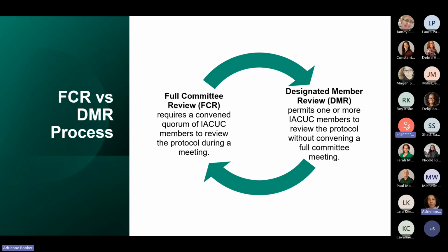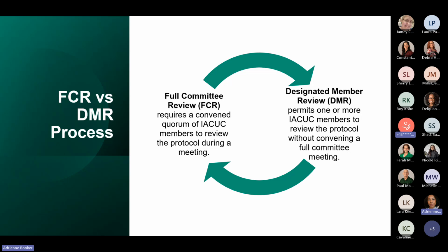As previously mentioned, the protocol applications are to go either FCR or DMR. In FCR, the new study is reviewed at a convened meeting with a quorum of members. A majority vote of those present is needed for approval, modification request, or disapproval. Substantial modifications require another review by FCR or DMR.